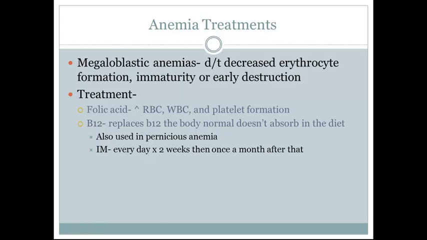Megaloblastic anemia is due to decreased erythrocyte formation, immaturity, or early destruction. Treatments are folic acid, which increases red blood cell, white blood cell, and platelet formation. B12, which replaces B12 in the body that normally doesn't absorb in the diet, is also used in pernicious anemia, and usually is given IM every day for 2 weeks and then once a month thereafter.